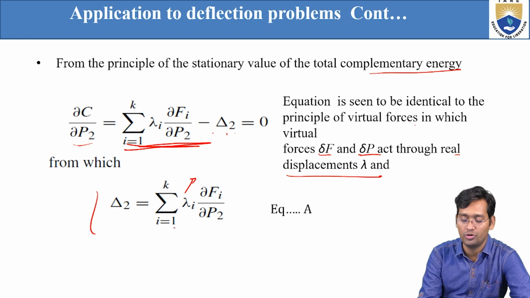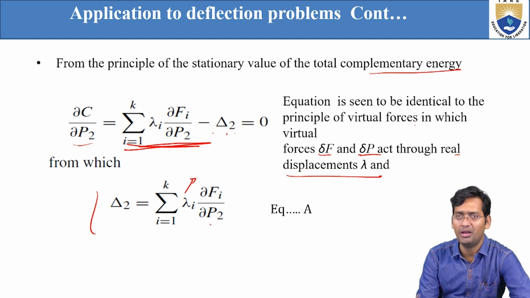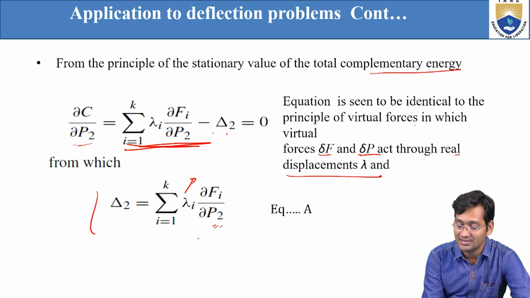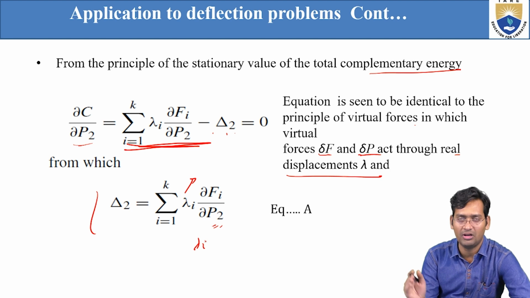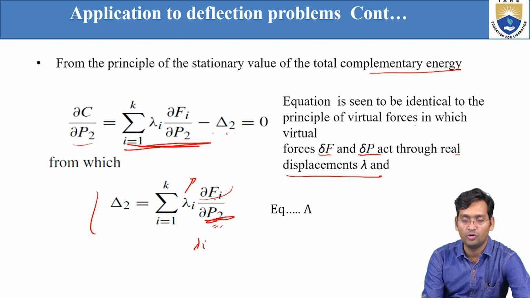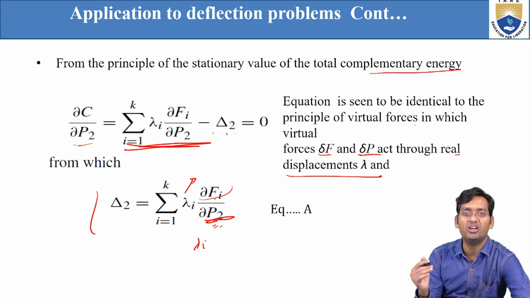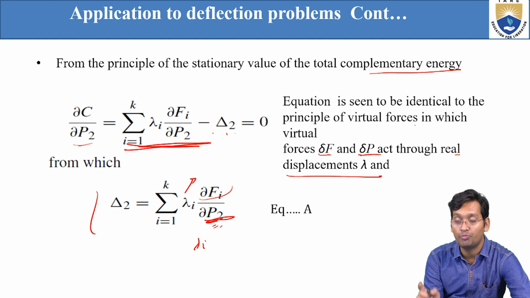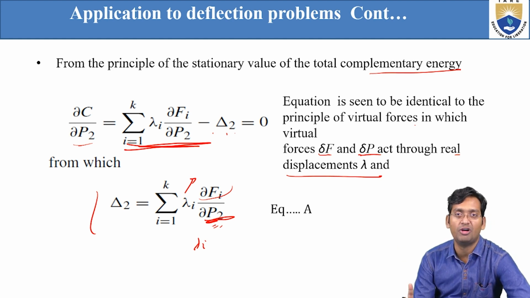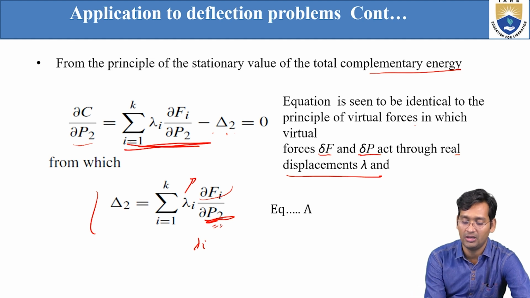So delta 2 equals sigma i equals 1 to k of lambda i times dou Fi by dou P2. This will be the deflection. So now what do we have to do? First find lambda i, meaning lambda 1, lambda 2, lambda 3, and so on. Then, because of that, the force with respect to P2. So find the force in each member and then differentiate that with respect to the load at the point where you are finding the deflection. If at point 2 you are finding, then P2, delta 2.